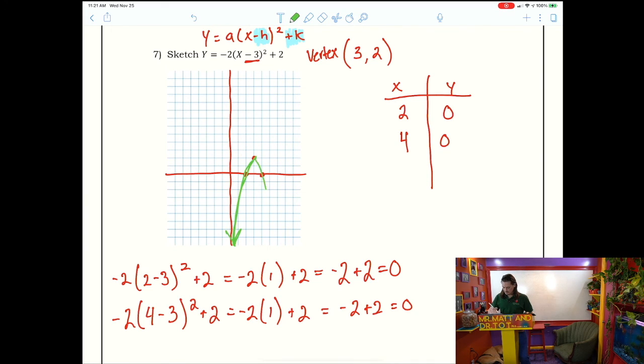And so our graph is going to look something like that. Notice it does open down because this a value, that leading a value, is negative.